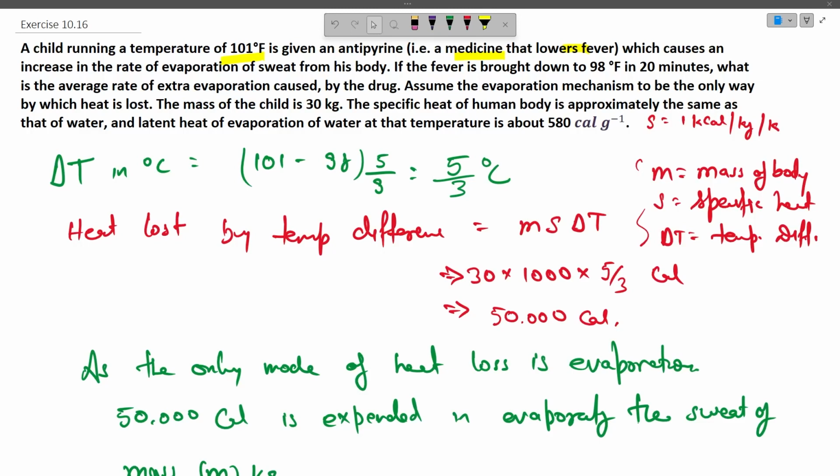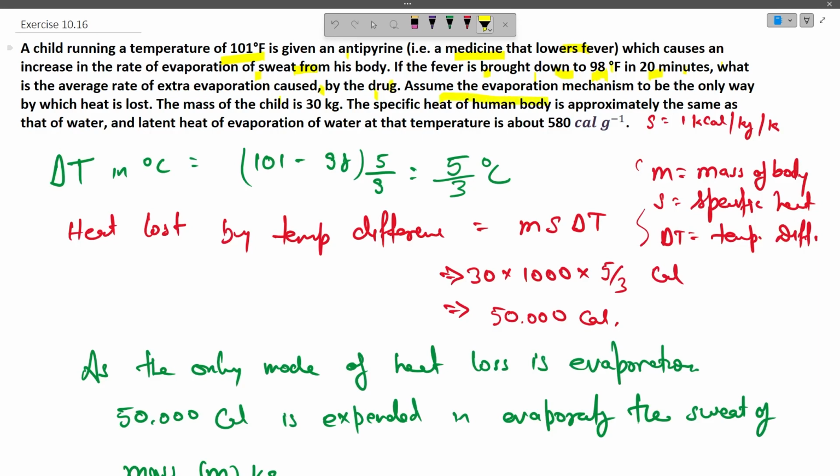The question says that a child running a temperature of 101 degrees Fahrenheit is given an antipyrine, that is, a medicine that lowers fever, which causes an increase in the rate of evaporation of sweat from his body. If the fever is brought down to 98 degrees Fahrenheit in 20 minutes, what is the average rate of extra evaporation caused by the drug? So after the administration of this drug, the fever is brought down to approximately 98 degrees Fahrenheit.